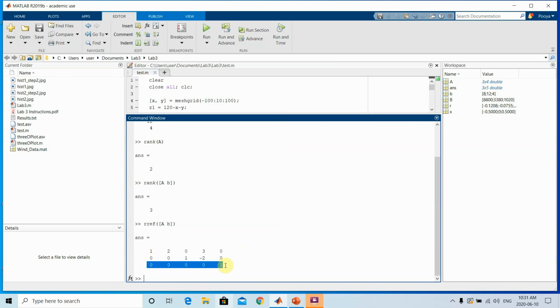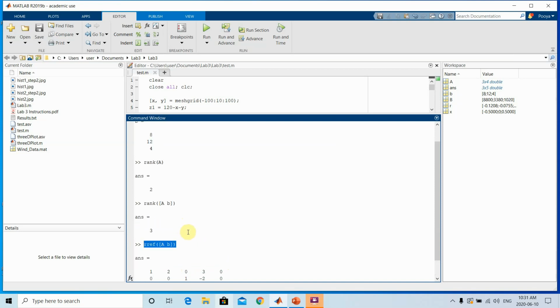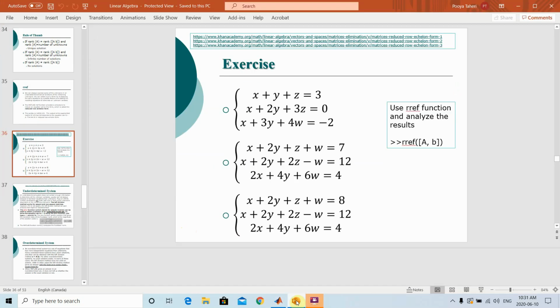So what does this one tell us? It tells us that 0x plus 0y plus 0z plus 0w has to be equal to 1. Is this possible? It is not possible. So the system has no solution, right? So the reduced row echelon form can help us to determine the number of solutions, the format of the solutions, and so on. Okay, so I wanted to show you this one as well.